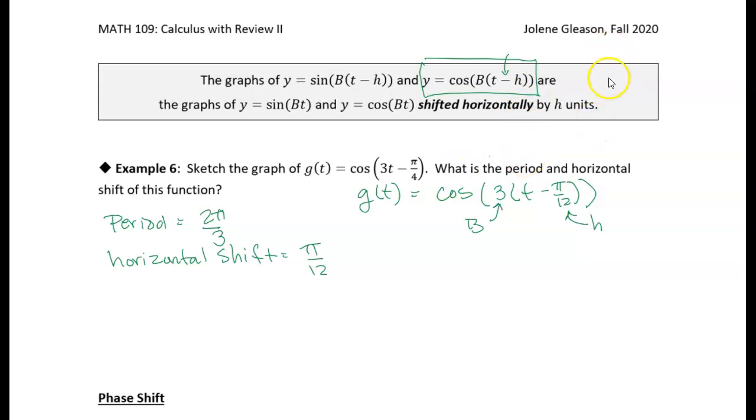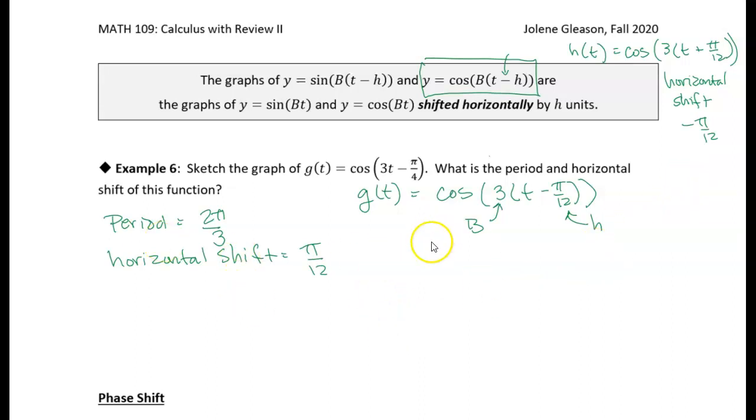If you had something that looked like, instead of this, let's say h of t is equal to cosine of 3 times t plus pi over 12, then that would have a horizontal shift of minus pi over 12, so to the left, in the negative direction. So just be careful of that. But that's really all this question asks for.